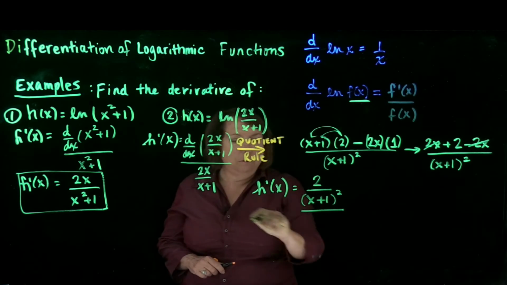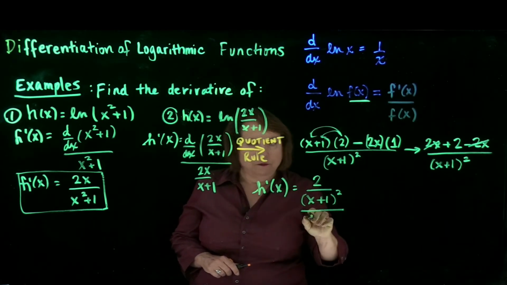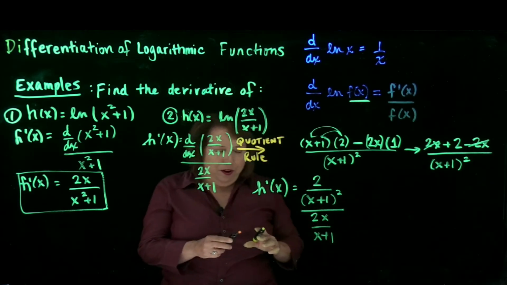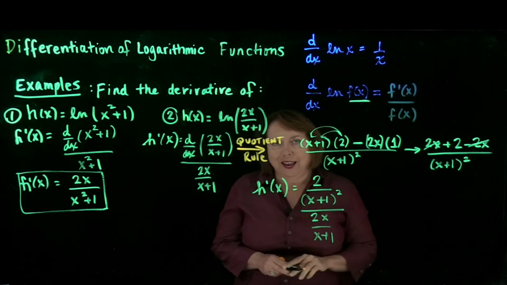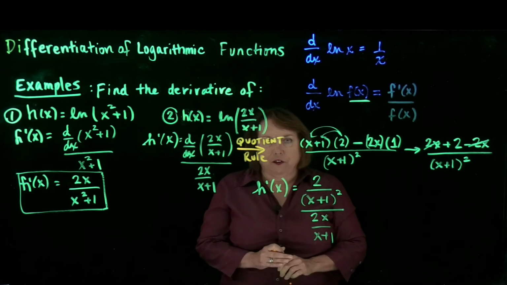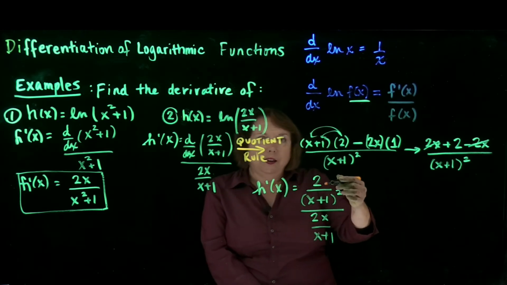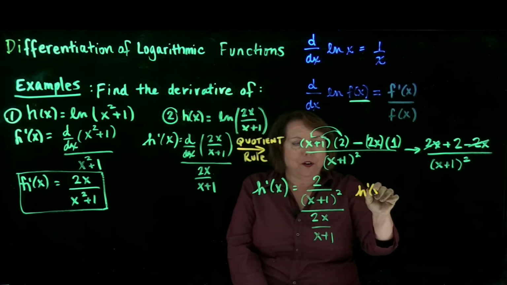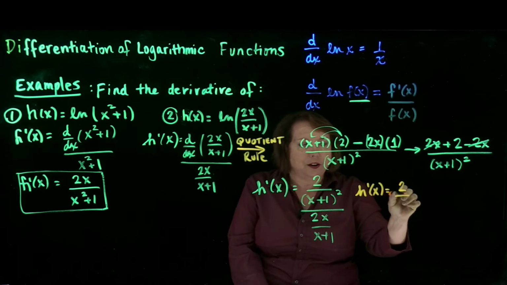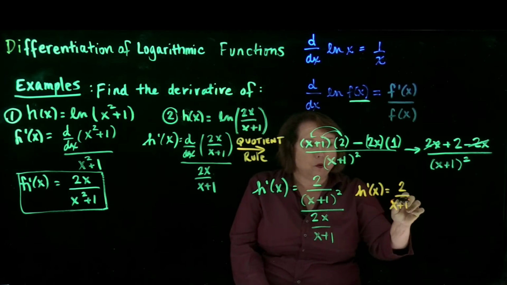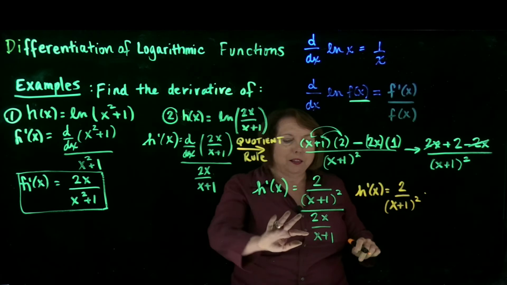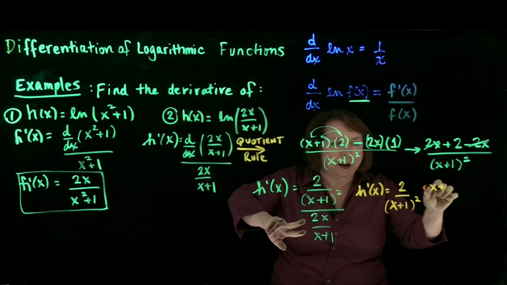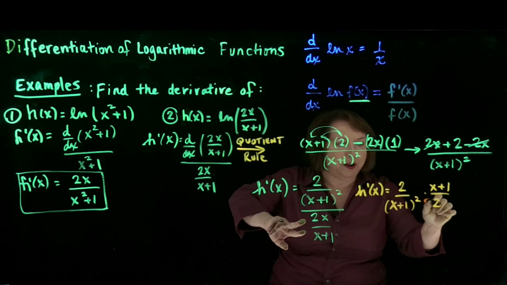All of that divided by our f of x, 2x divided by x plus 1. Again, we have here a complex fraction. We can't just leave our answer. We need to simplify it. Think of it as a fraction divided by a fraction. So how do we divide fractions? We take the first fraction, 2 divided by x plus 1 squared, and we multiply it by the reciprocal of the denominator fraction. So we'll be multiplying by x plus 1 divided by 2x.